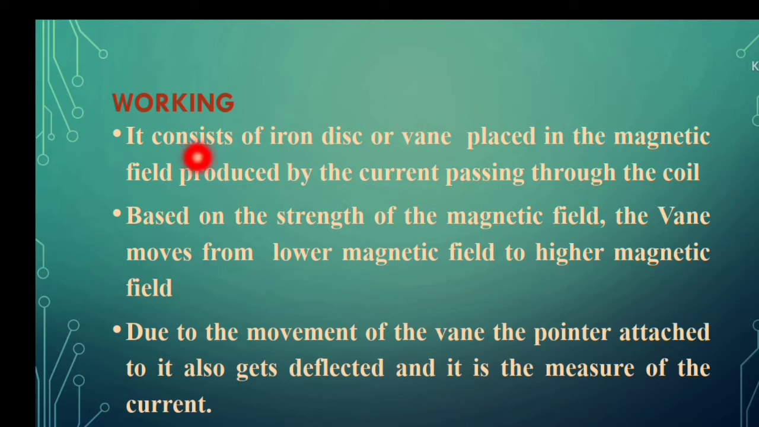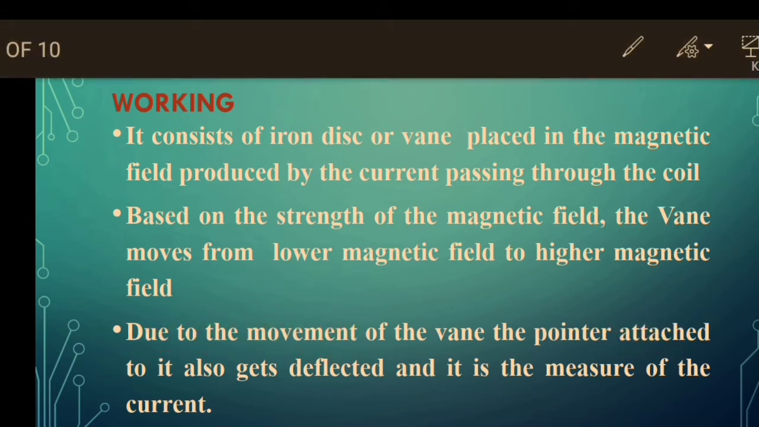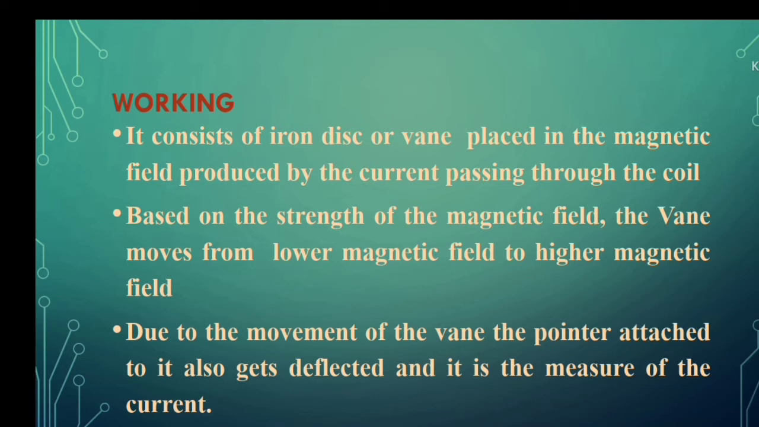I have given the construction as well as the working in 3 points here. It consists of an iron disc placed in the magnetic field produced by the current passing through the coil. Based on the strength of the magnetic field, the vane moves from lower magnetic field to higher magnetic field. Due to the movement of the vane, the pointer attached to it also gets deflected, and it is the measure of the current. So this is about the working of attraction type moving iron instruments.